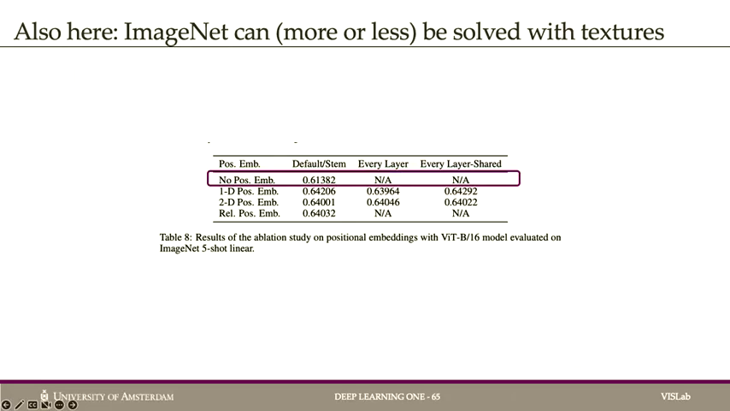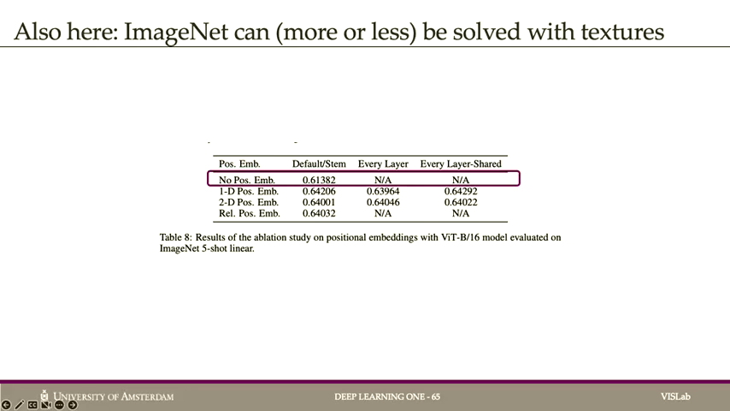However, note that even if you do not have positional embeddings, so what the transformer would be looking at is simply a bag of features, with all of the patches randomly mixed together, completely shuffled, it still achieves something like 61% on an ImageNet 5-shot task, compared to 64% if you add the positional embeddings. So that's not a big difference, right? Again, a somewhat cautious note: ImageNet you can mostly solve with pretty local structures like textures.